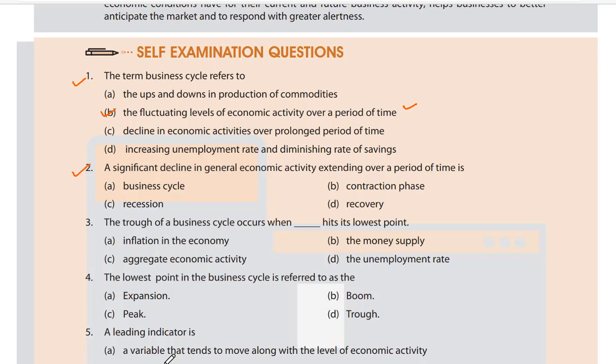Second, a significant decline in general economic activity extending over a period of time is A. Business cycles, B. Contraction phase, C. Recession, or D. Recovery. A significant decline in general economic activity extending over a period of time is C. Recession.